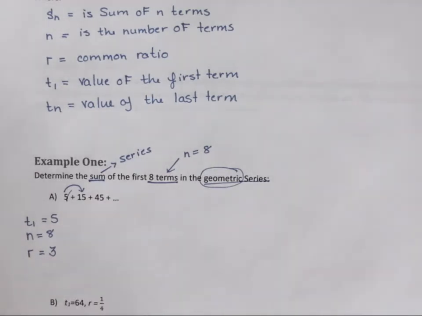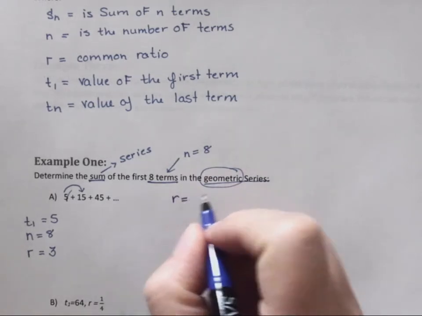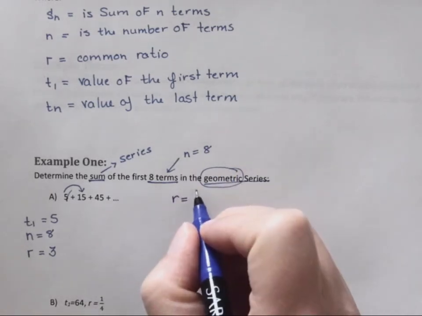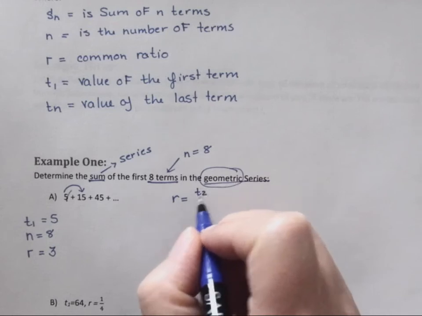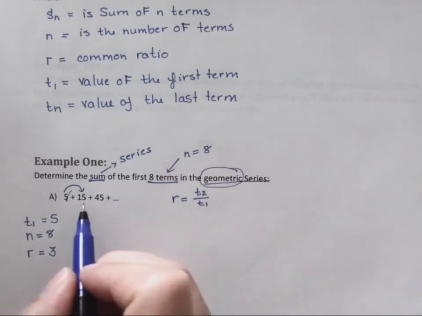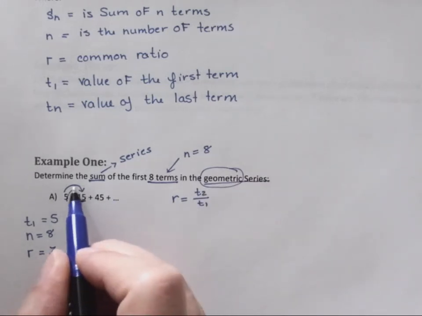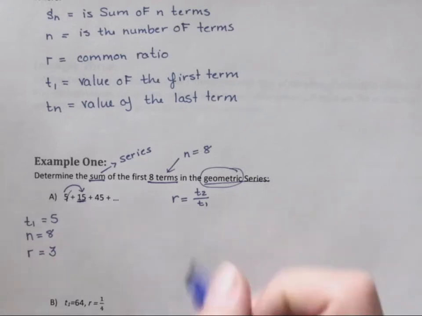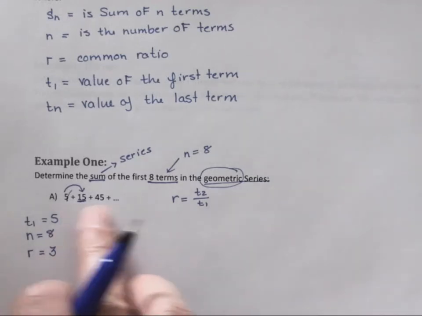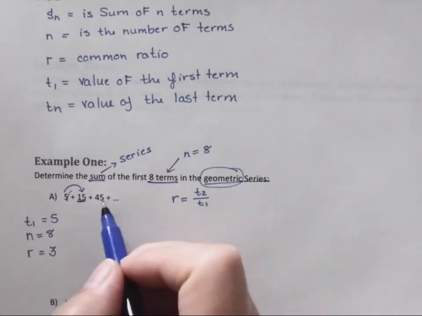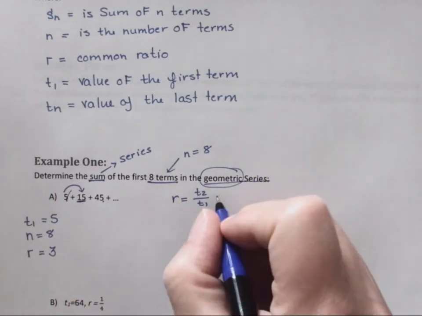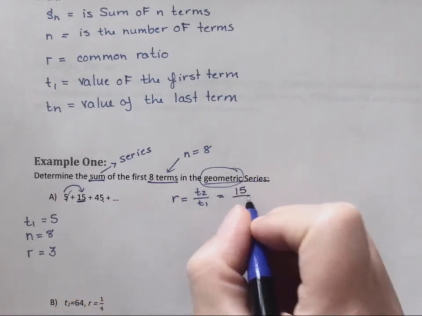Now, like I said in other lessons, sometimes this isn't obvious. So the way to figure out your common ratio is to take, let's say, T2 and divide it by T1. You always take this term and divide by the term in front of it. You get the exact same answer no matter where you are in this. I could take 45 and divide it by 15. I'll still get 3.